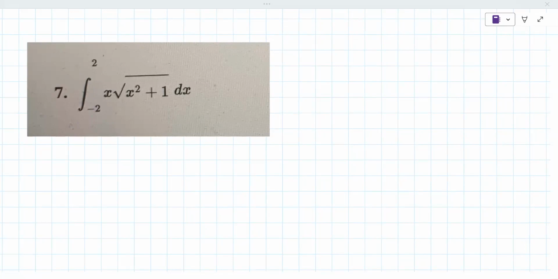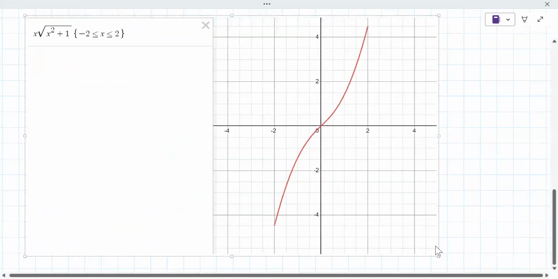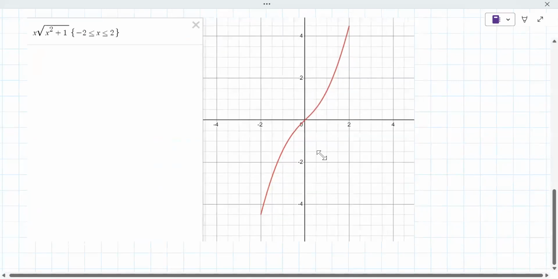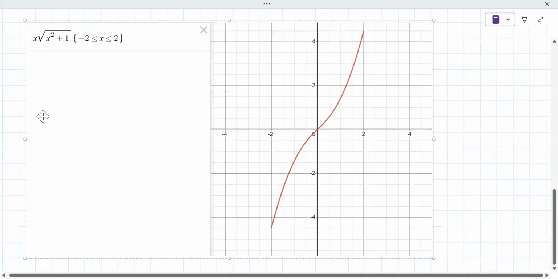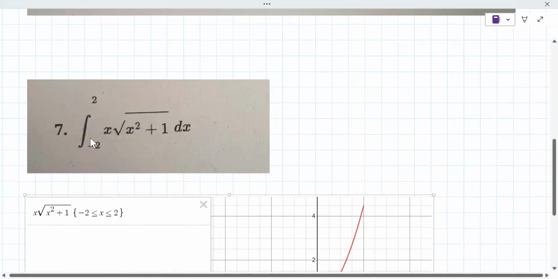All right, so let me grab a snip of this. You can see in Desmos, you have to use these curly braces to bound the function. So let me keep it in here. Because it's going from -2 to 2, for the integral, you bound the function like that.